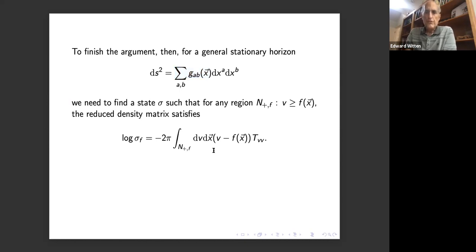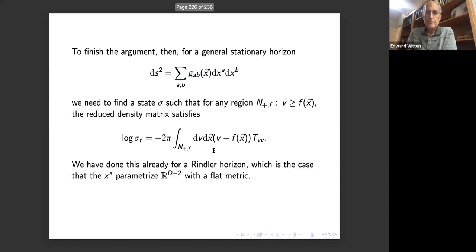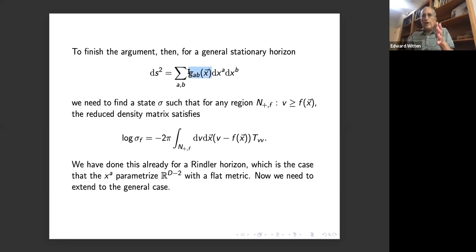I can reason as follows. There's a trick in the argument, so you have to listen carefully or it will seem like I'm pulling the wool over your eyes. Well, first of all, we've already found the state for a Rindler horizon where we allowed an arbitrary cut. In that case, the state was just the Minkowski vacuum. And so the Rindler horizon is the case where the horizon was the transverse R^(D-2) and the metric was flat. Now we want an arbitrary horizon, any topology, any metric.